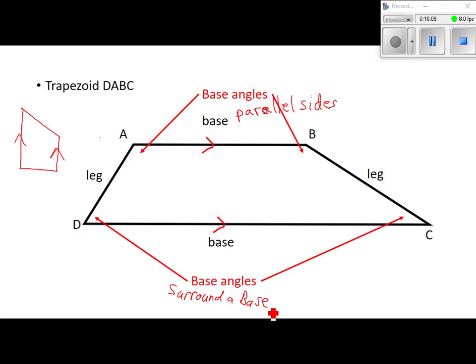What do we know about all four angles in this trapezoid? What kind of shape is it again? It's a trapezoid. What else is it? It's a quadrilateral. So what do you know about all four angles in a quadrilateral? They always add up to 360. So all four angles always add to 360 degrees. You might want to put that down there somewhere. Don't forget, all these shapes, all four angles always add up to 360 degrees.